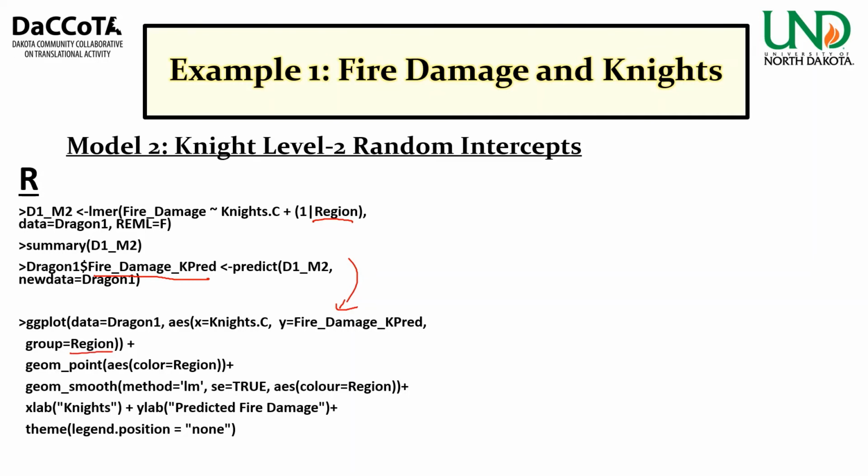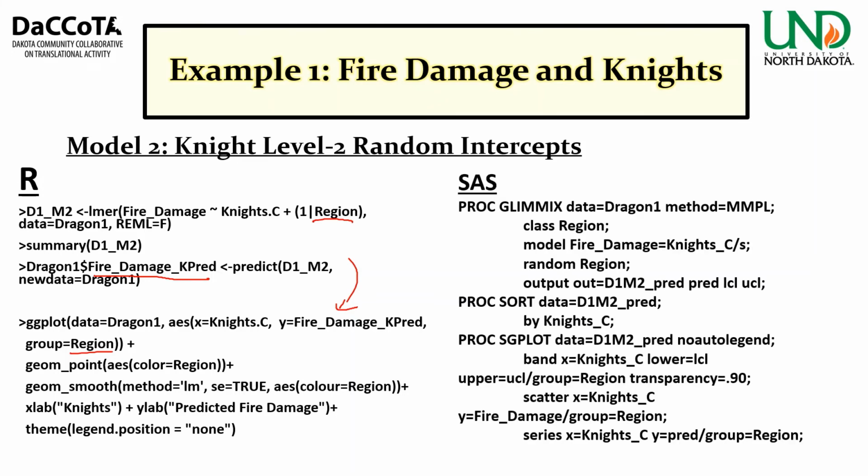So the regions will have those different colors. And I can do the same thing with PROC GLIMMIX. So now our class region and then random region. That's what's changed. I'm going to sort this data, do an SG plot.